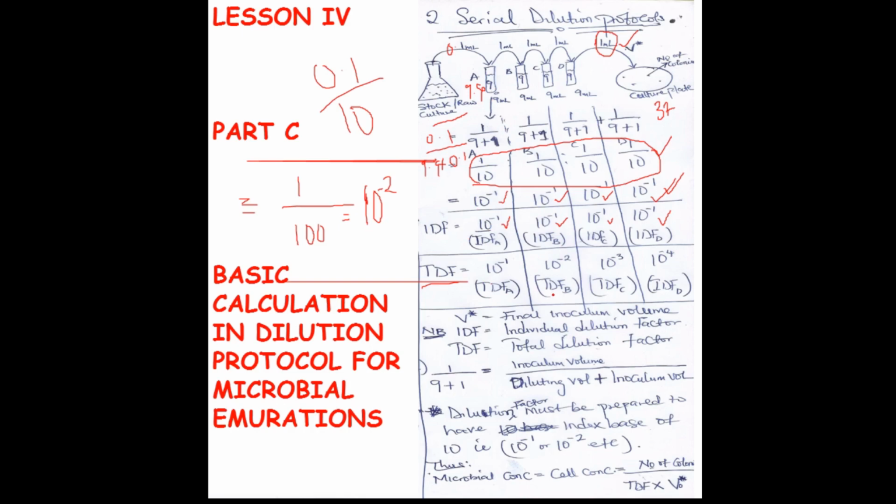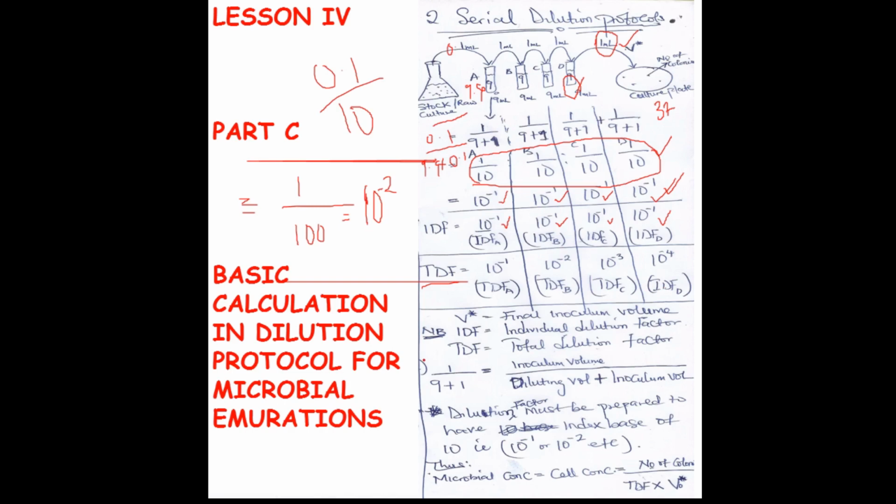But for test tube B, TDF is 10 raised to the power minus 2, IDF is 10 raised to the power minus 1. C is 10 raised to the power minus 3 because you have added 1, 2, 3. The 4 is 10 raised to the power minus 4. So the one you use for inoculum will take the final dilution factor of the test tube where you collected your inoculum to culture on the plate. That will be your dilution factor when you are calculating your microbial count.